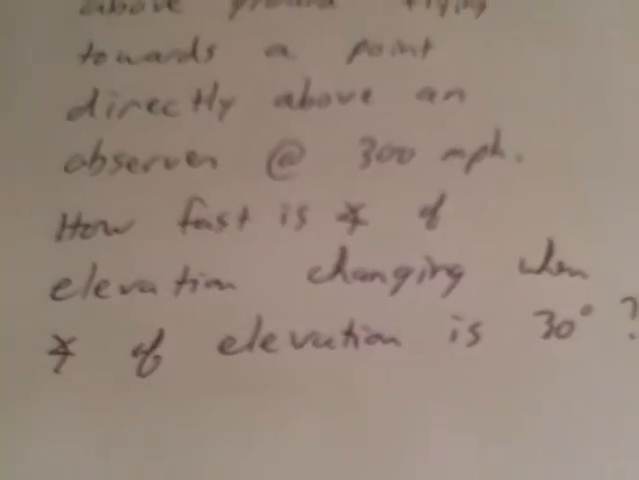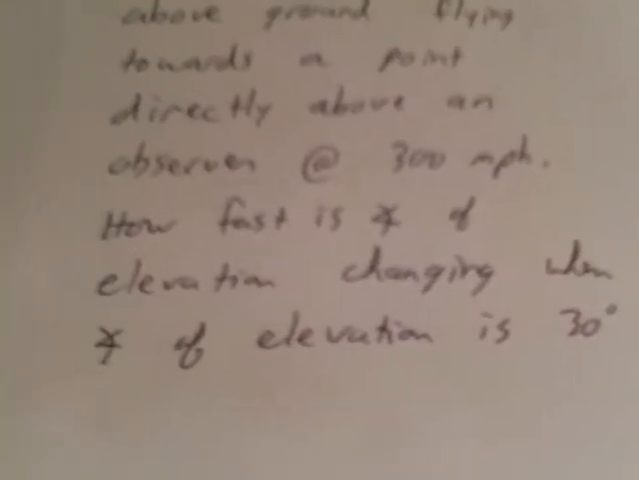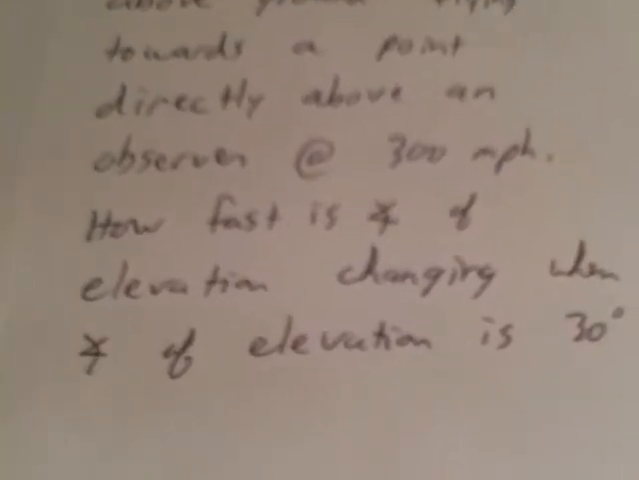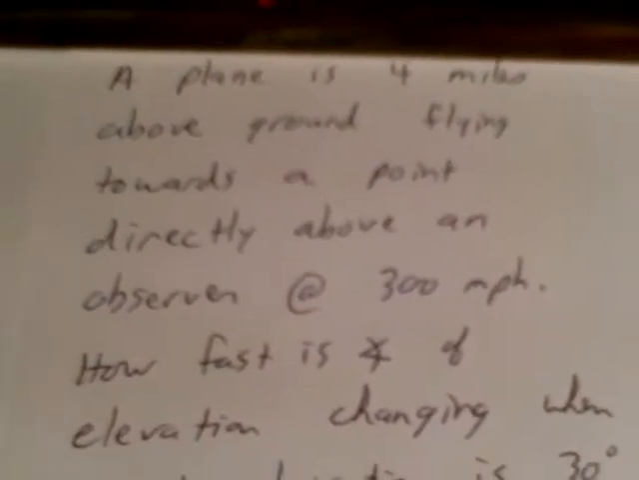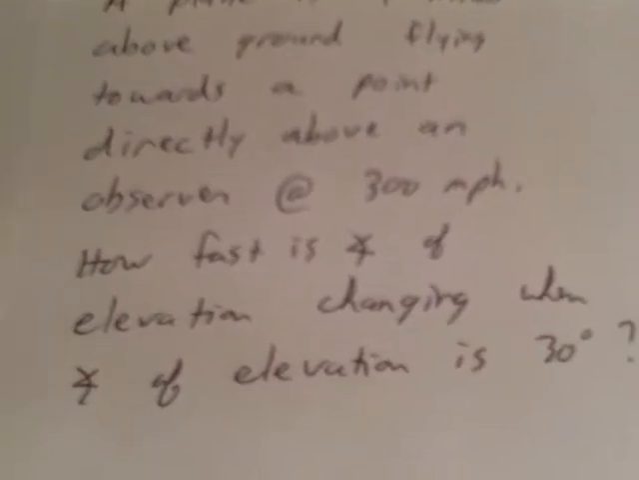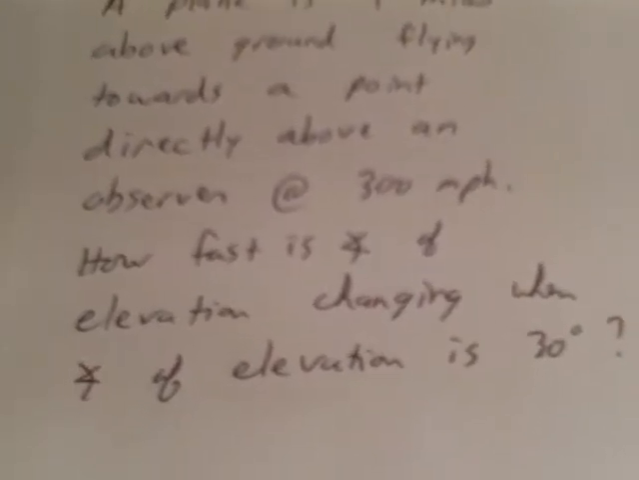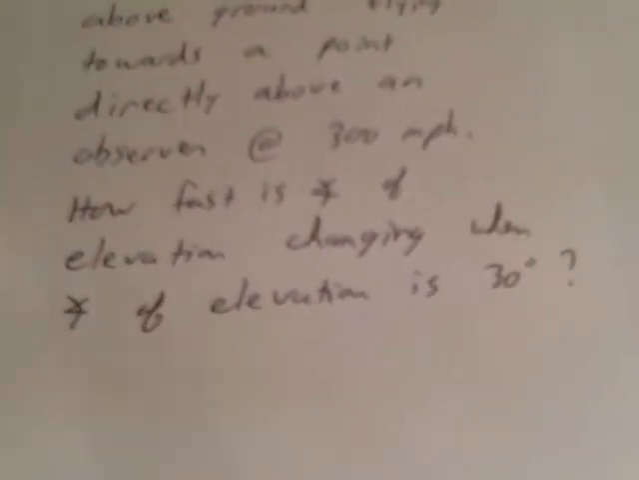So if you can imagine, you're standing there at your house or whatever, and you see a plane flying towards you at 300 miles an hour, and it's 4 miles above the ground, and you're watching it as it comes towards you, and as it comes towards you, you can imagine that you're looking more and more up, or more and more straight up as it gets closer and closer to being directly overhead.